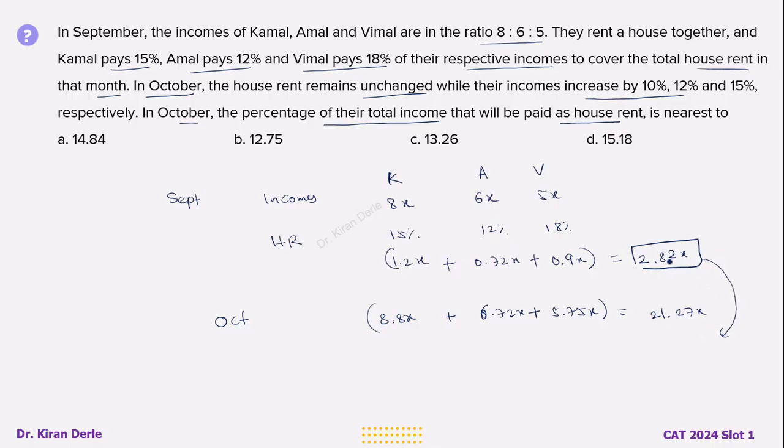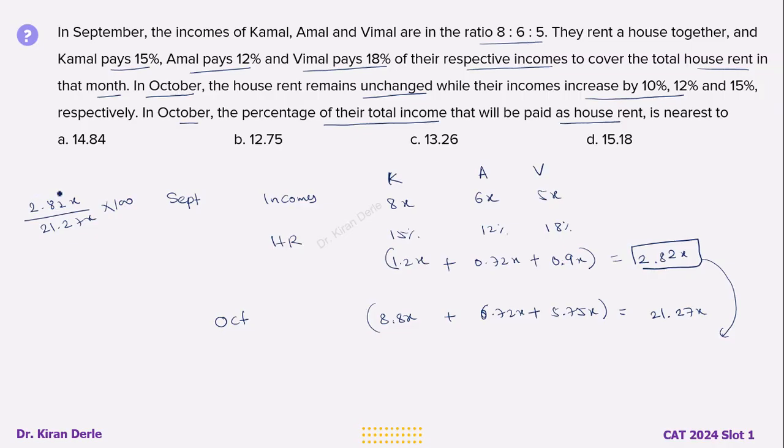So we want the house rent as a percentage of this total income. So what we want is: 2.82x is what percent of this value? You can simply put it in a calculator and get your answer, but let's think. We want this value as what percent of the denominator. In the basics of percentages, we did these calculations very easily. We know the approach to calculate this.